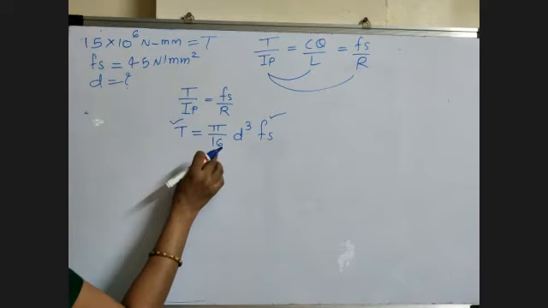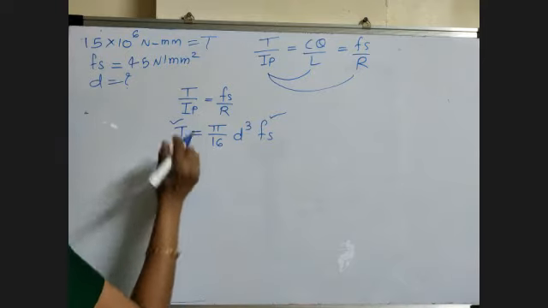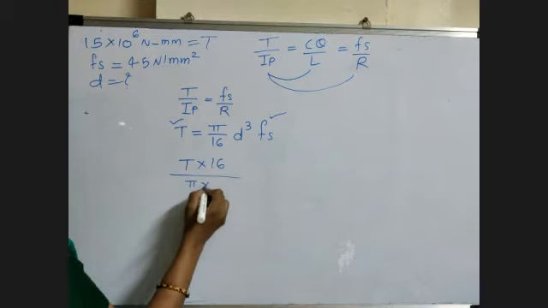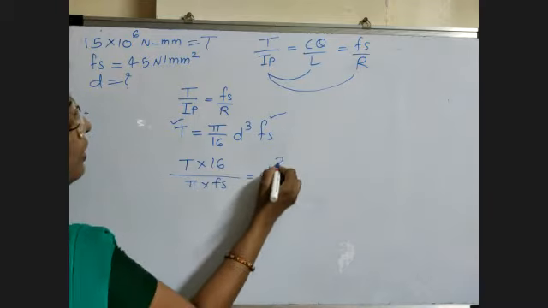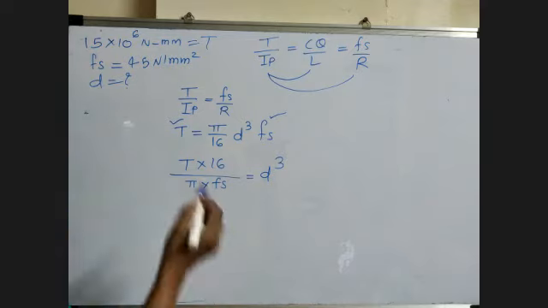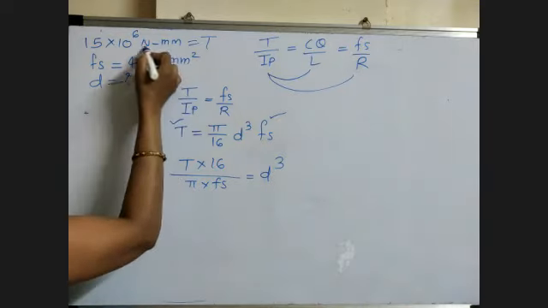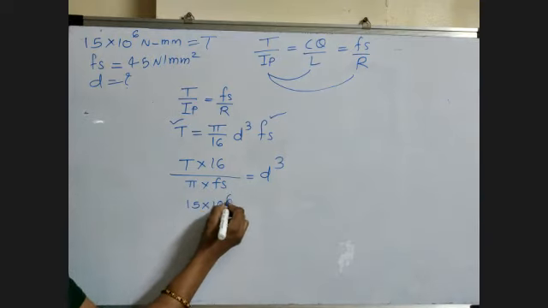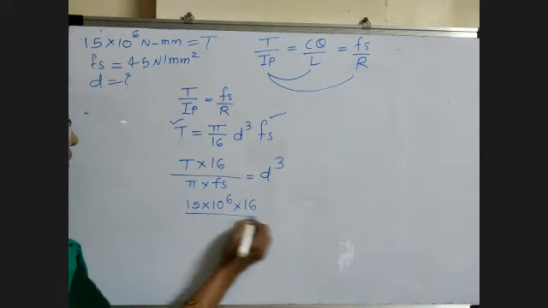This 16 is in the denominator, so we take it to the numerator on the left side. And these two, pi and Fs, are in the numerator, so we take them to the denominator. And this d cube as it is. So we just put the values. Now take care about the unit. This torque is given in Newton mm, so it is correct. So we write 15 into 10 raised to 6 into 16 divided by pi.